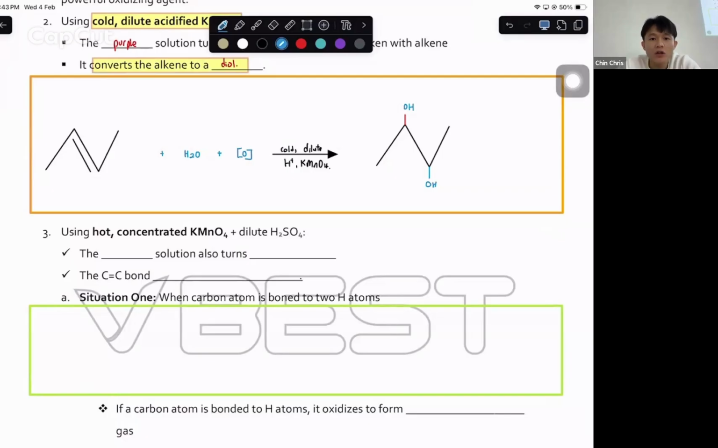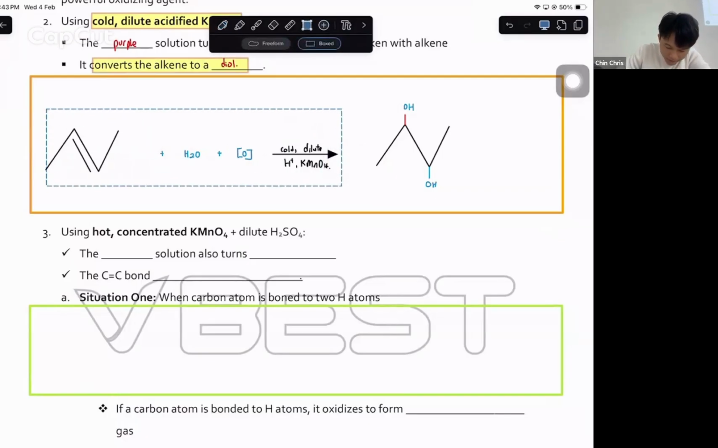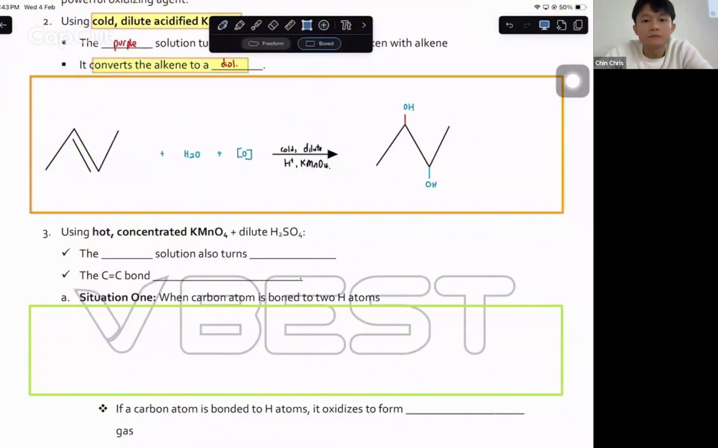Alright guys, next. I want you guys to get me the name. What is the name for this compound, guys? For the name, we have two alcohols, right? When you have two alcohols, we call it a diol, remember? So two alcohols is known as a diol. So this we call butane-2,3-diol. That's it.